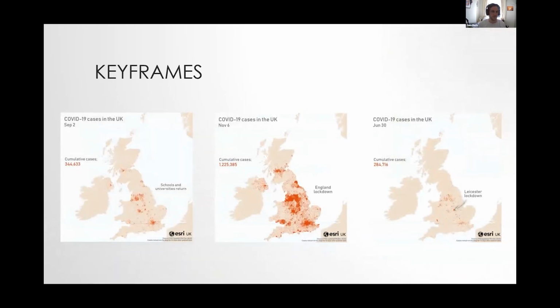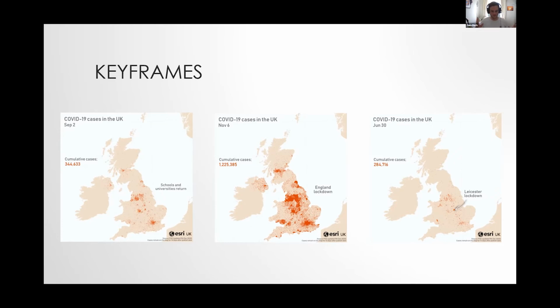Just to show you a couple of examples, these are some of the keyframes that we pulled out. You can see we've got the date in the top left-hand corner with the title. Obviously, this dynamic text, cumulative cases, then updates. And then we have these regular key events that happen: schools and universities returning, a place going into lockdown, Leicester going into lockdown, the national lockdown, for example. We wanted to draw people's attention to this.